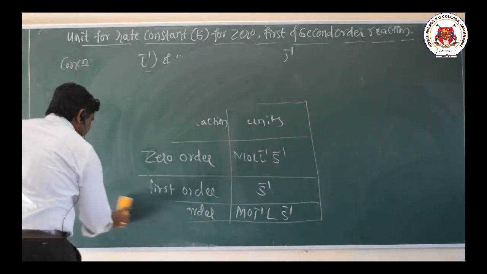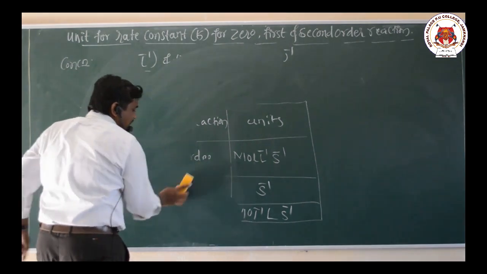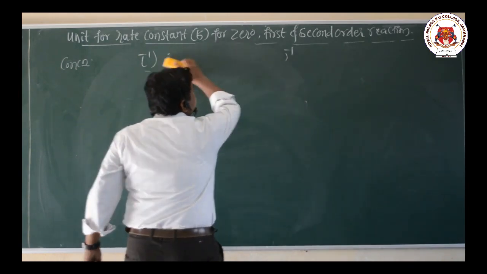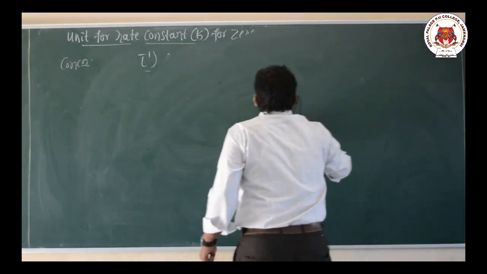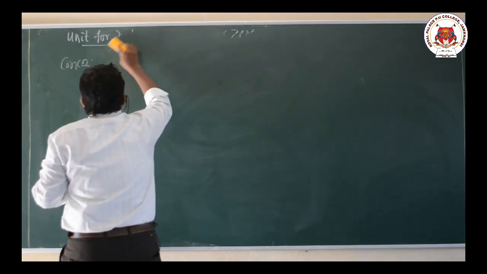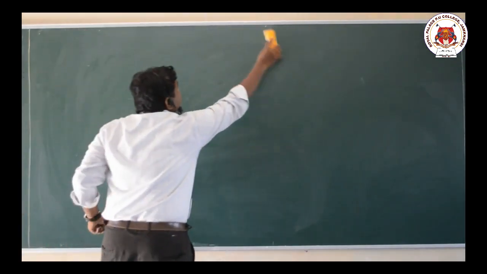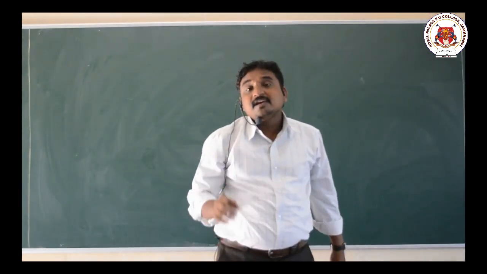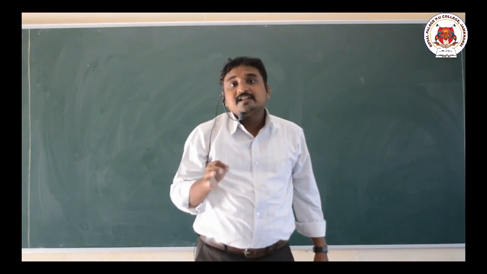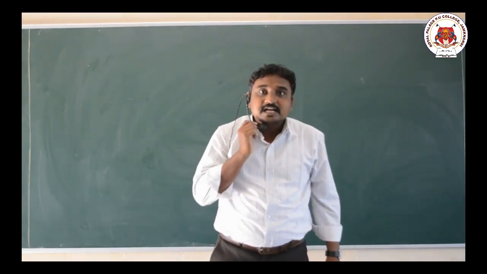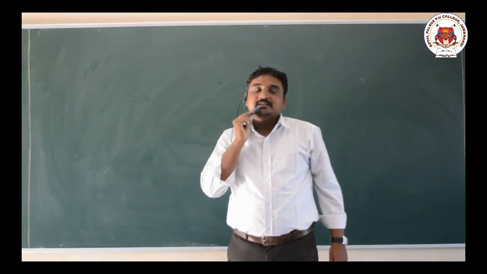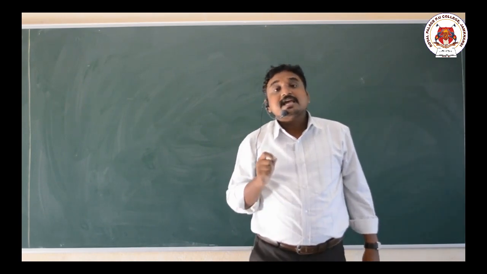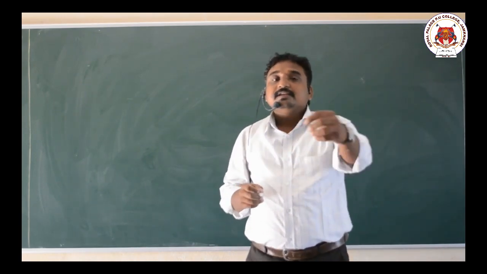Now I will move on to the difference between order of reaction and molecularity of a reaction. Already we know the idea about the order of reaction. Order of reaction is defined as the sum of the powers of the concentration of the reactant in an experimentally determined rate equation. That is called what here? Order of reaction.